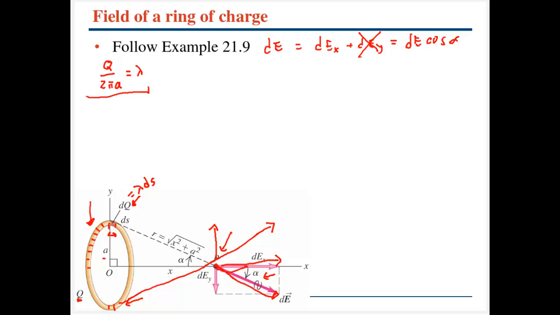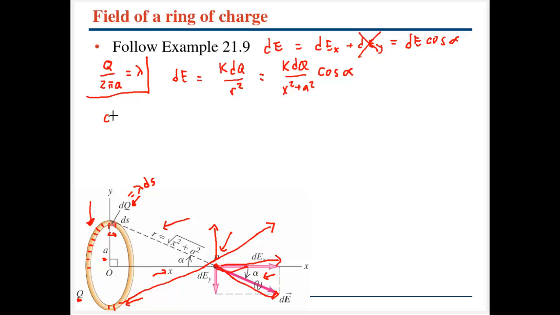We can now write the magnitude. dE is essentially going to be k dq divided by r squared, where we can write r as the distance from the ring to the point P, as well as the radius using trigonometry. And since that's an r squared, we're left with k dq divided by x squared plus a squared. And I'll tack on my cosine of the angle because it's just the x component right here.